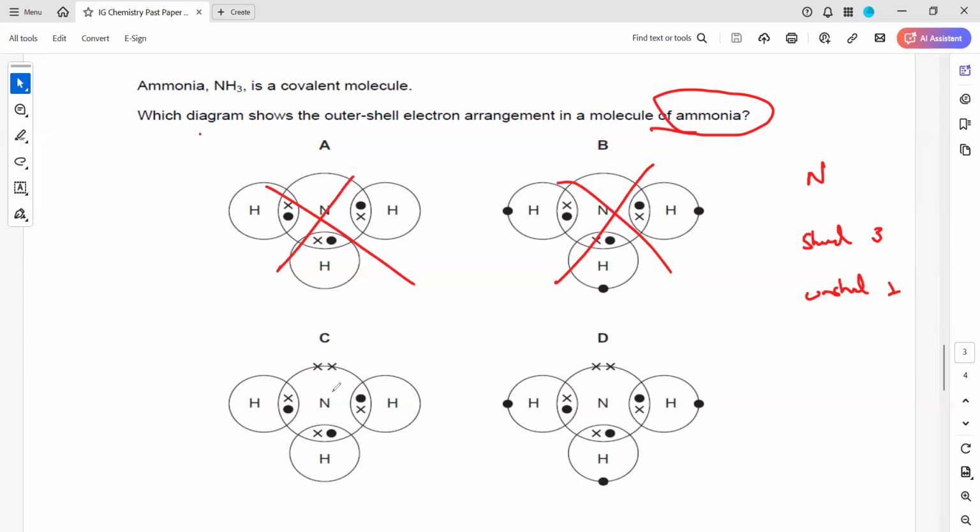This one is sharing 3 and a lone pair is there, 2 unshared. So this is the right statement. Why is this one wrong? Because hydrogen has only 1 electron, but here it shows hydrogen having 2 electrons.